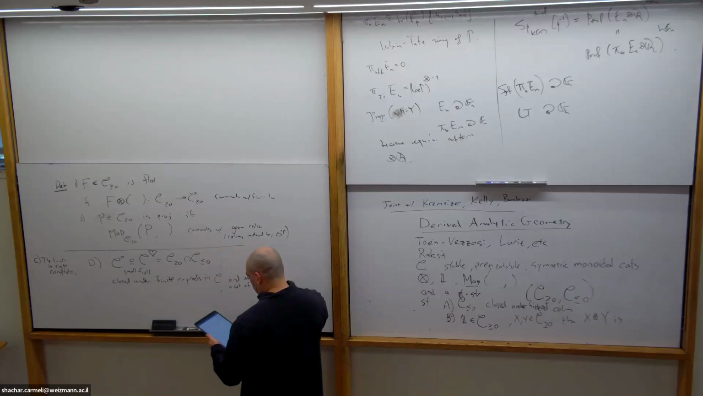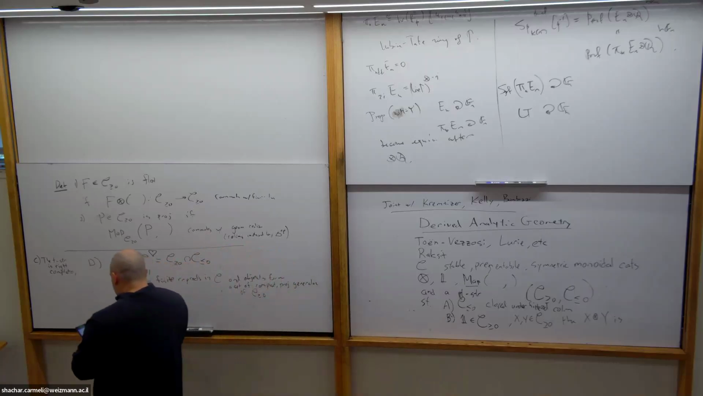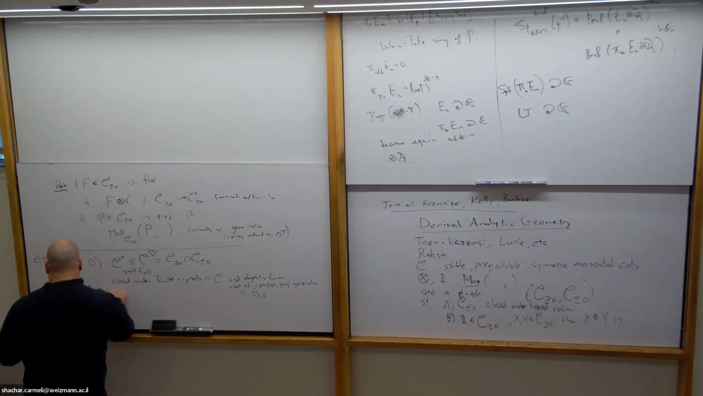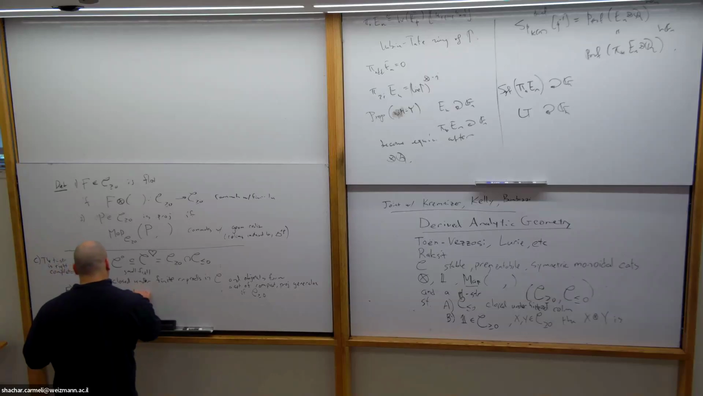The objects are compact and projected, and they generate C≥0. And the last thing, let's call it E: C₀ itself is closed under the formation of C♥ symmetric powers. I'll say what that means in a second.